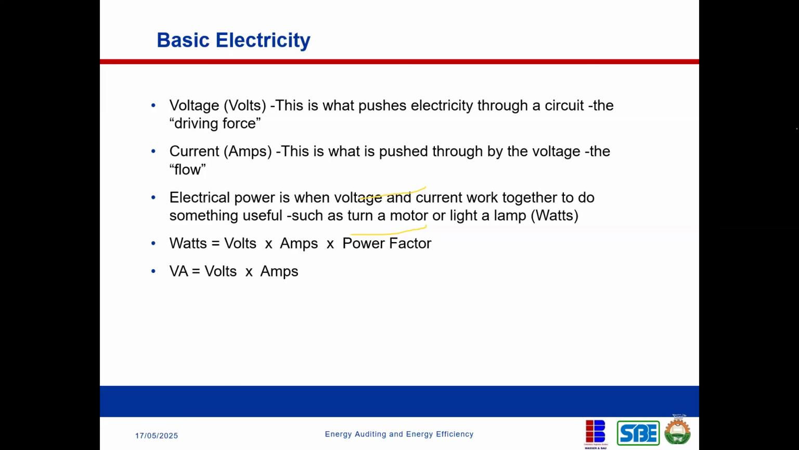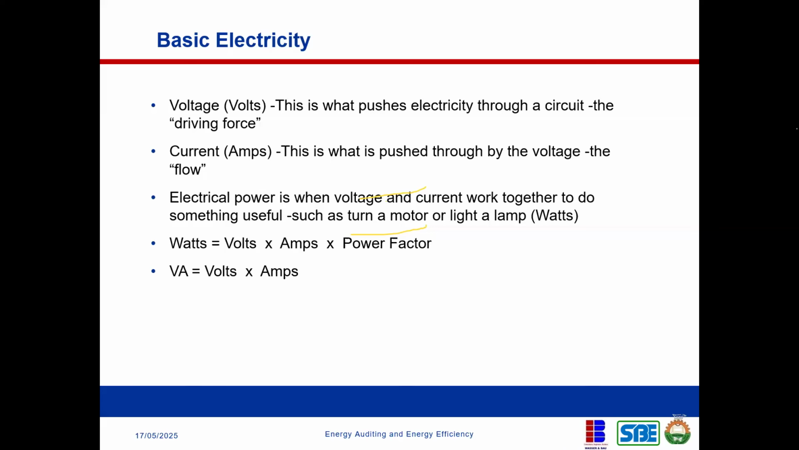Okay, so electrical power is when voltage and current work together to do something useful, such as turn a motor or light a bulb, to light a lamp, right? Then you can say that electrical power has been used, or electricity is in use. So electricity is basically measured in watts, right? So what is a watt? Watt is voltage times current. Now current is measured in amperes, right? So watts, which is a unit of electricity, is equal to voltage times current, which is amps.